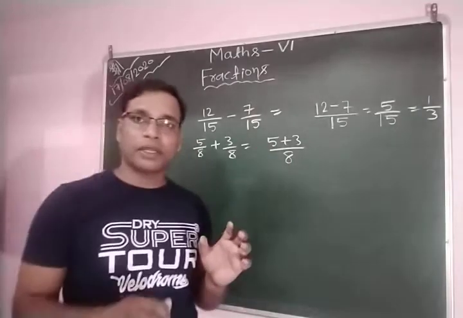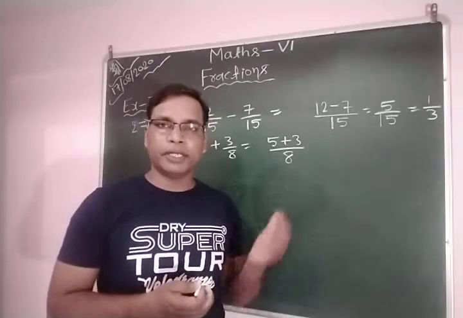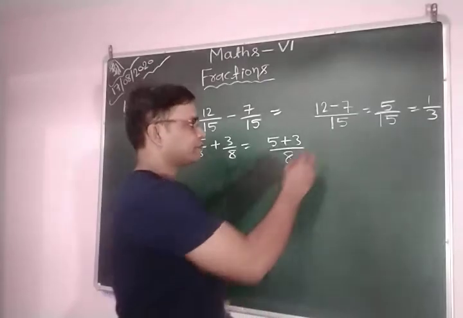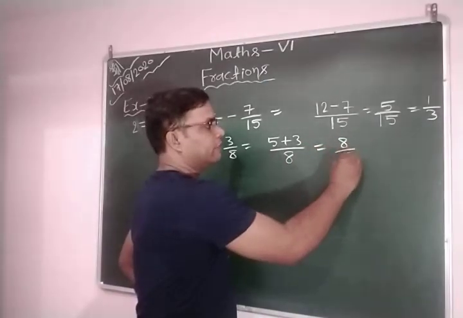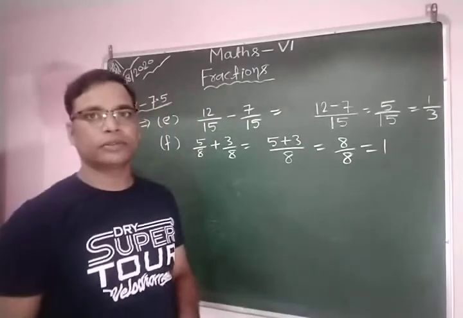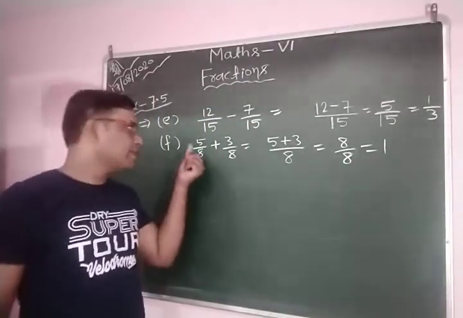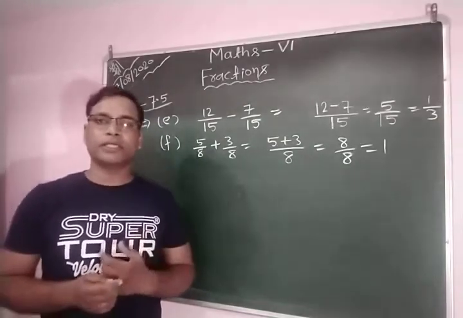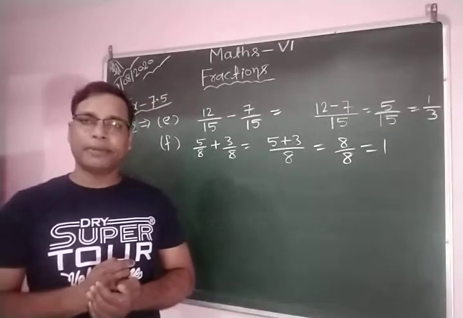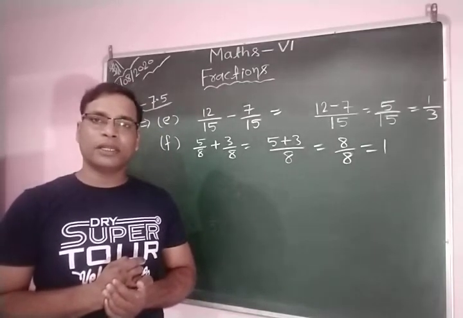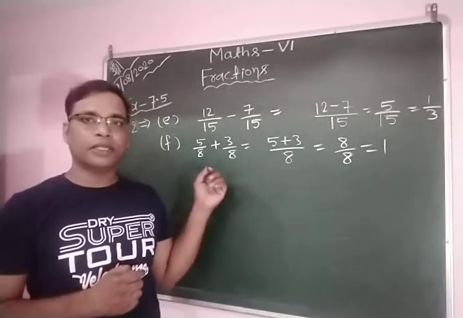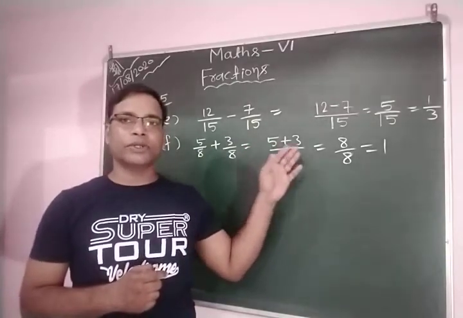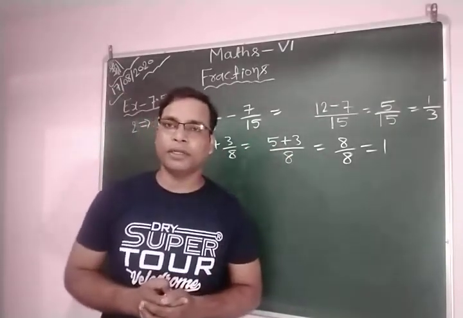Then we write the sum of their numerators. The numerators are 5 and 3, so their sum is 5 plus 3 equals 8. 8 by 8 is equal to 1. You can see the given fractions are 5 by 8 and 3 by 8. In both fractions the denominators are 8, so we sum their numerators because the sign is plus. So 5 plus 3 by 8 is equal to 8 by 8. If you simplify it, you obtain 1.